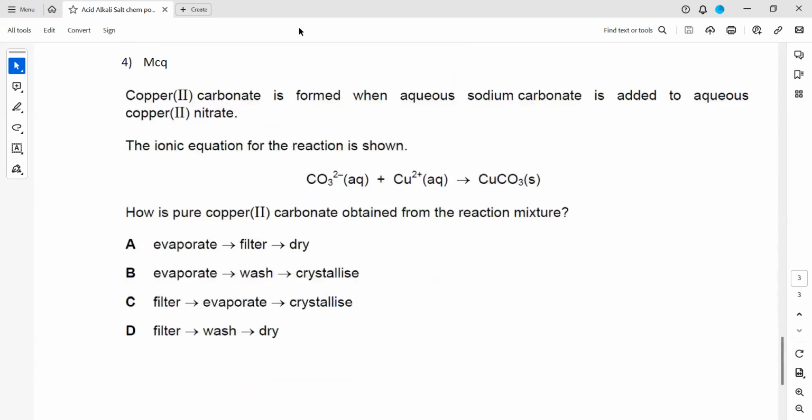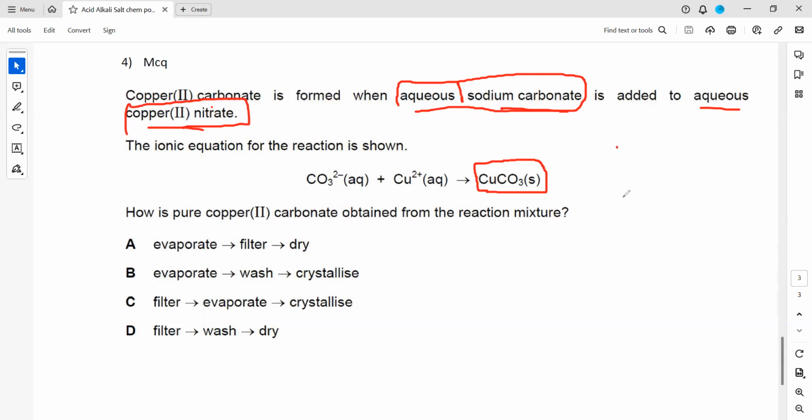Question 4. Copper 2 carbonate is formed when aqueous sodium carbonate is added to aqueous copper nitrate. And you can see from its ionic equation that the substance is solid. So the salt is solid. Whenever you mix two solutions, like we mix aqueous sodium carbonate and aqueous copper nitrate, we are mixing the two solutions. So that is the ionic precipitation.